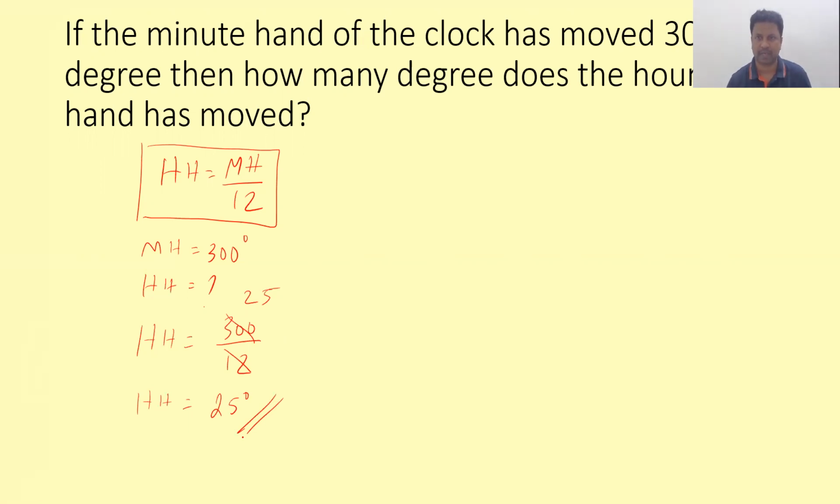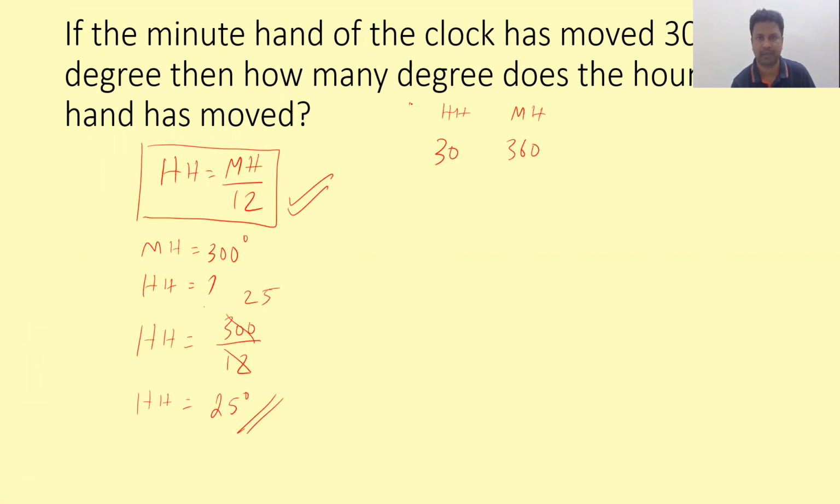So we can find hour hand and minute hand movement based on this formula. How are we getting this 12? This is because minute hand is 12 times faster than the hour hand. So we derived it. How we derived it? 30, this is for hour hand. Minute hand is 360.